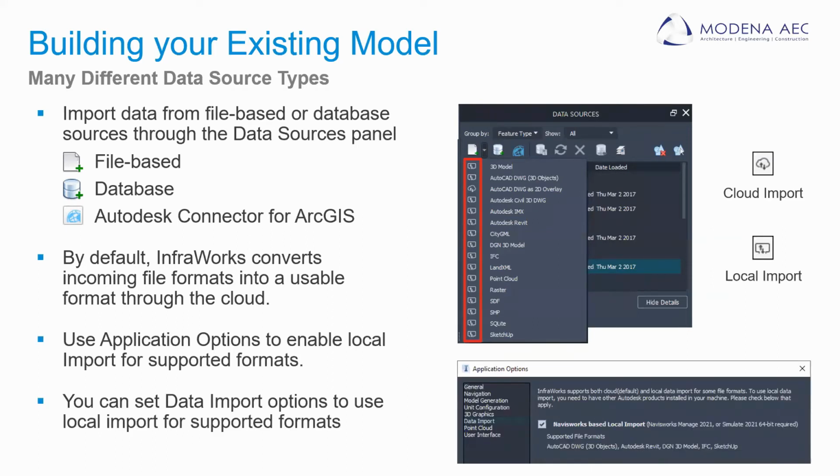You can use your application options to enable Navisworks-based local import. If you have Navisworks installed on your computer, then most of those objects, as shown there, like AutoCAD DWG with 3D objects, your AutoCAD Revit, your DGN 3D models, IFC files, and SketchUp files will then be locally processed through Navisworks instead of being cloud processed.